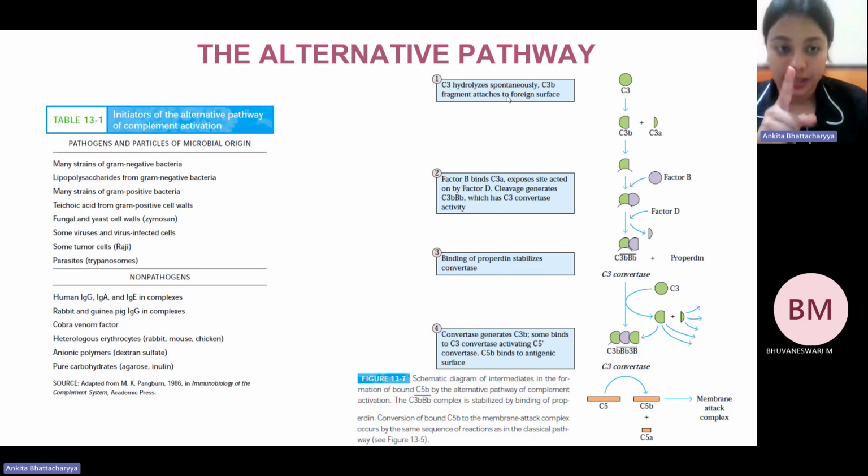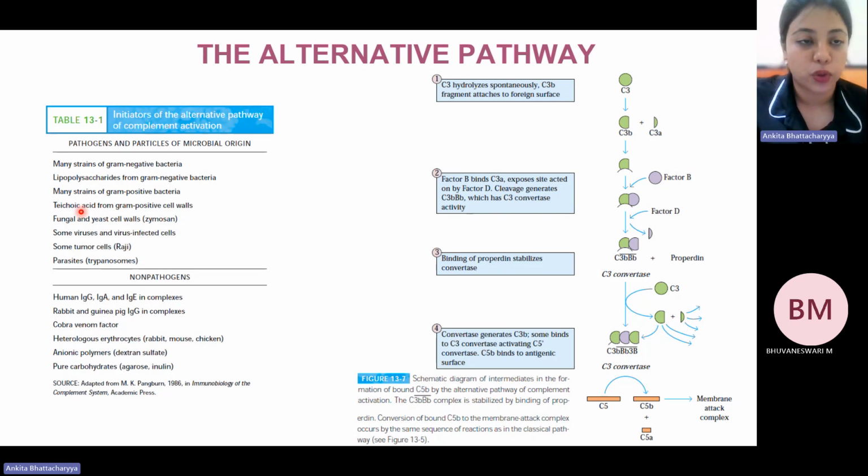Now, the antigens indicated here on the left are best recognized and best eliminated by the alternative pathway of complement activation. Let us understand what is encompassed as part of this. The initiators of the alternative pathway can be broadly grouped into two types: pathogens and particles of microbial origin, and non-pathogens as well. For microbial origin, we have many gram-negative bacteria, the lipopolysaccharides of gram-negative bacteria, and gram-positive bacteria as well, teichoic acid from gram-positive cell walls. We have fungal and yeast cell walls, which is zymosan dependent.